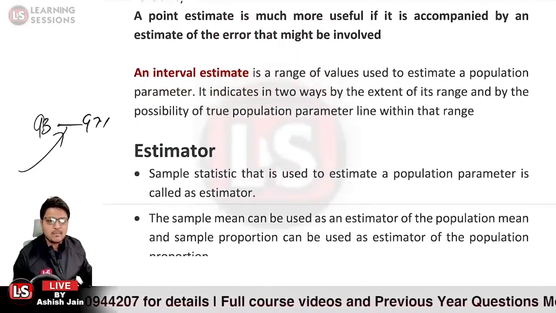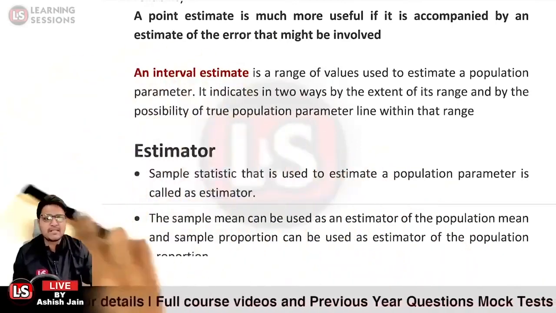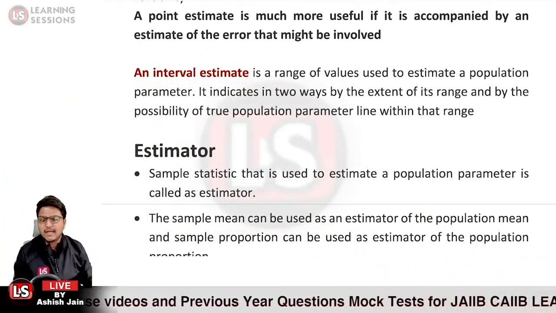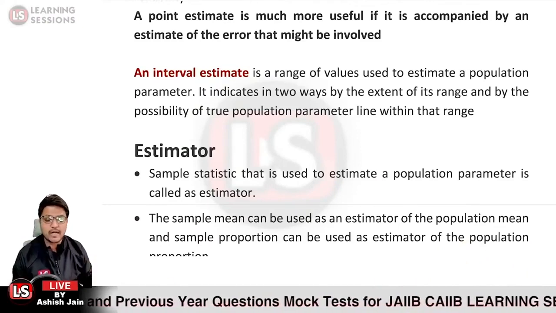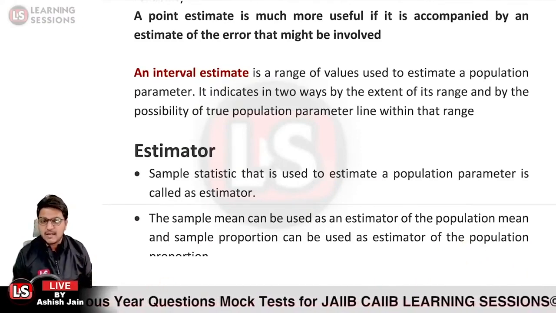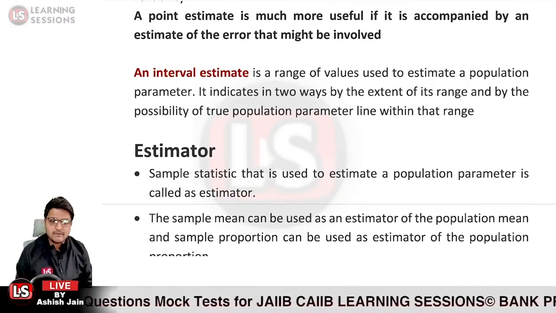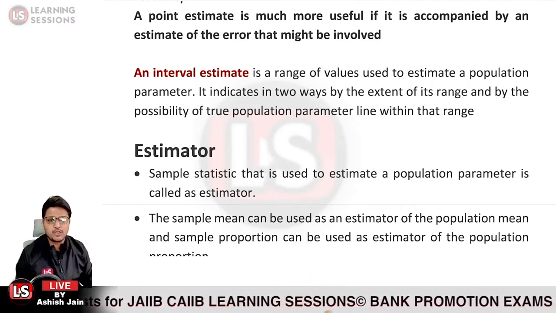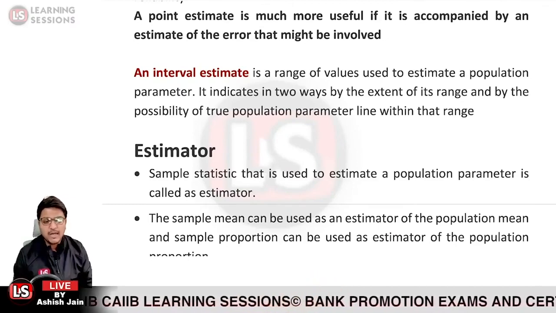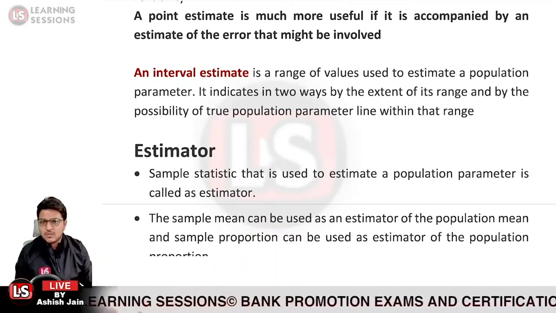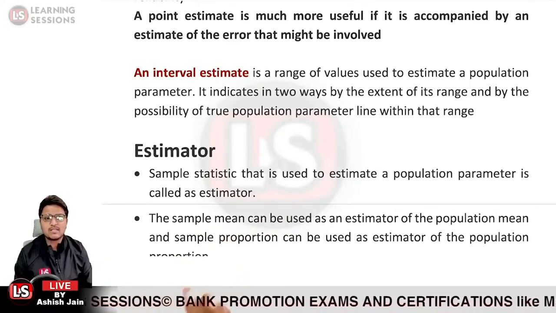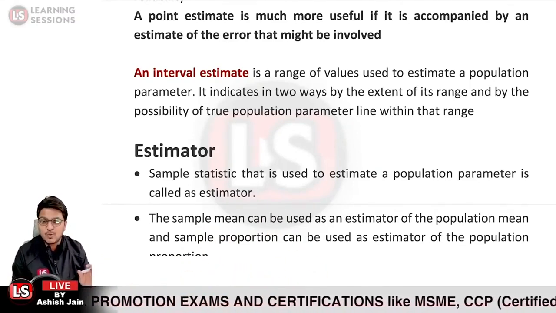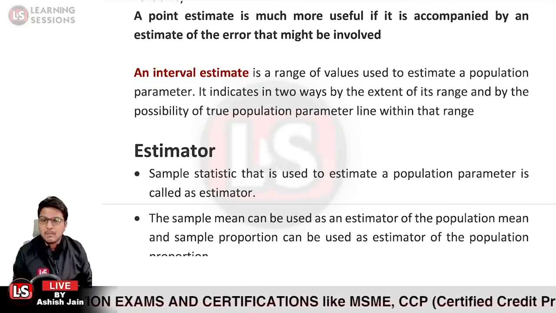Further, it is related to estimator. So the sample statistic that is used to estimate a population parameter is called an estimator. It can be in the form of the mean of the sample, or it can be the standard deviation or standard error of the sample itself. The sample mean can be used as an estimator of the population. Also, the standard deviation or standard error can be used as an estimator, so as to estimate the population parameter.